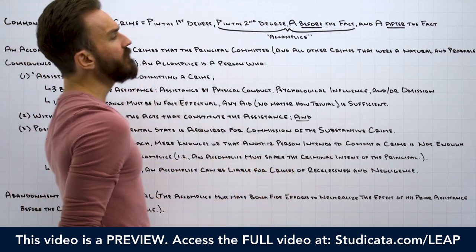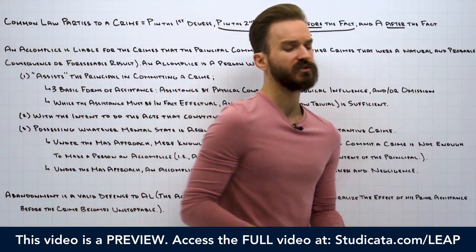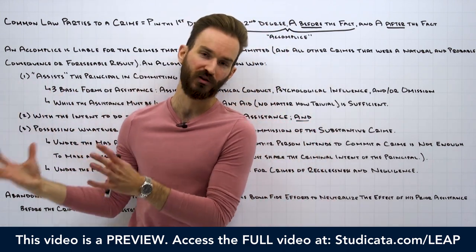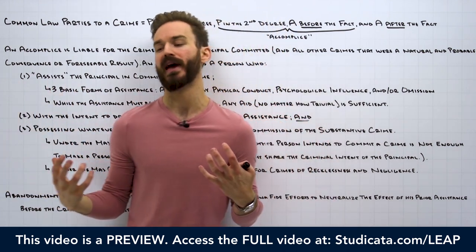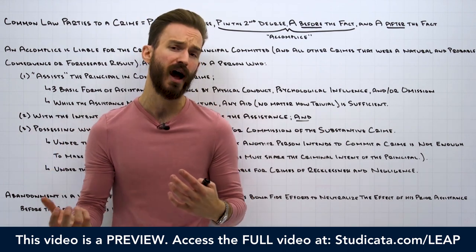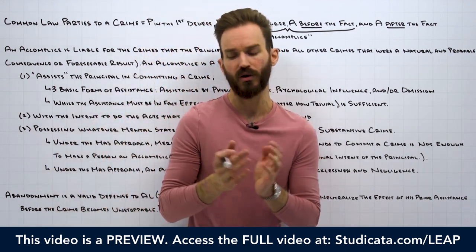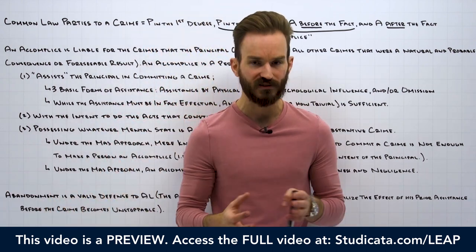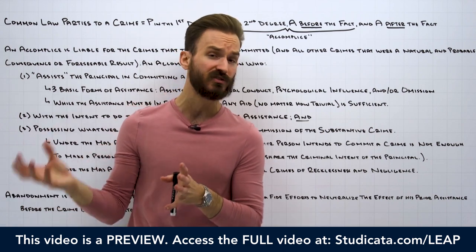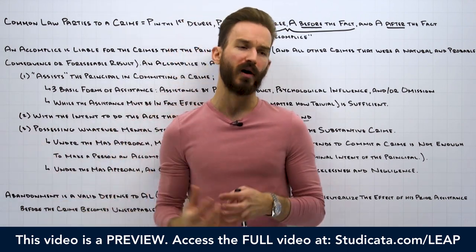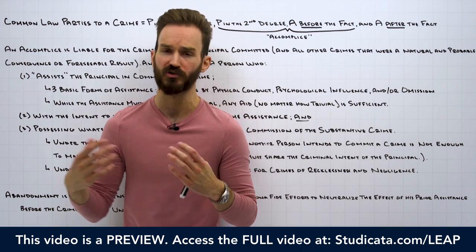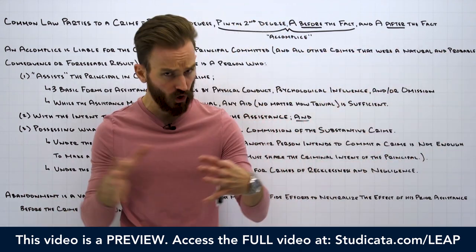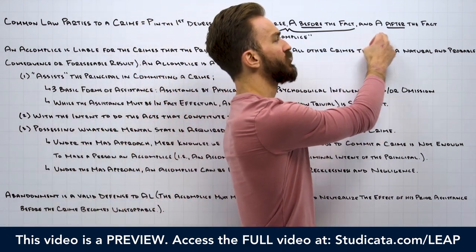An accessory after the fact, at common law, is someone who's helping the principal in the first degree get away with it once the crime has been committed. This is going to be helping the principal who committed the crime avoid police detection or avoid prosecution. It could be anything along the lines of hiding evidence, giving false statements to the police to try to throw them off, right? Any form of tampering with the investigation or obstructing the investigation after the crime has already been fully completed would be an accessory after the fact.